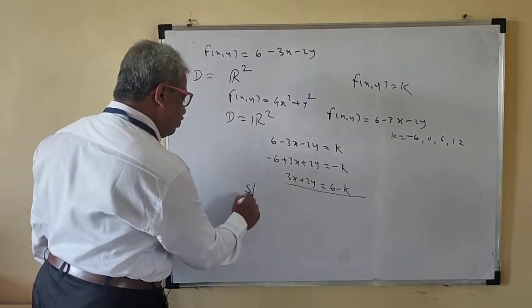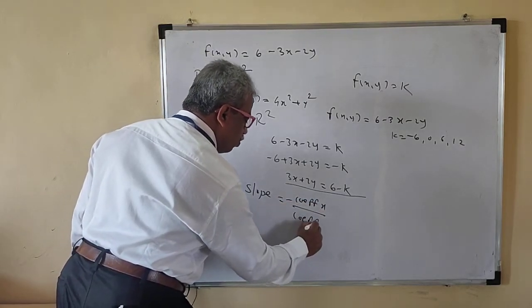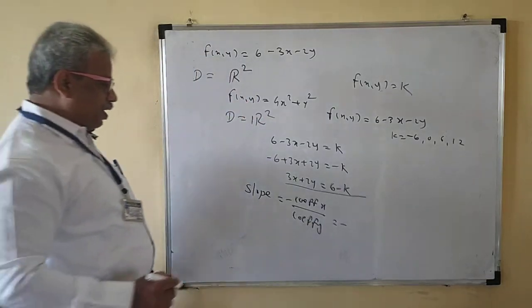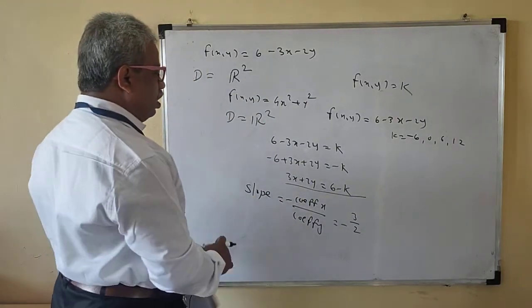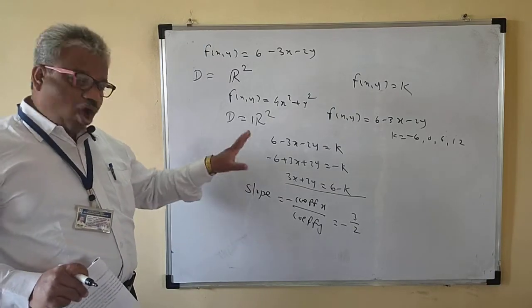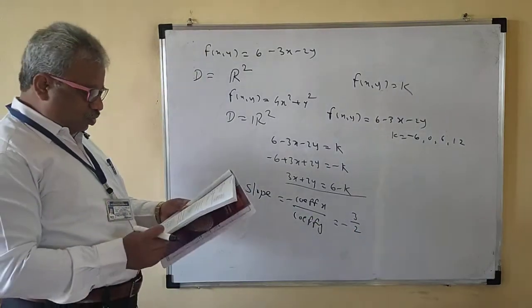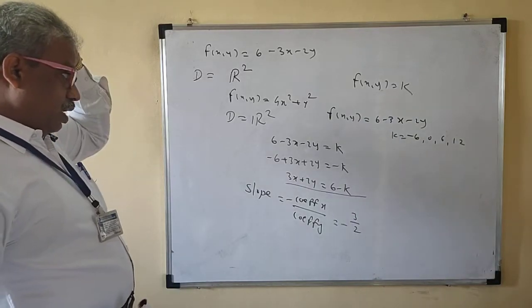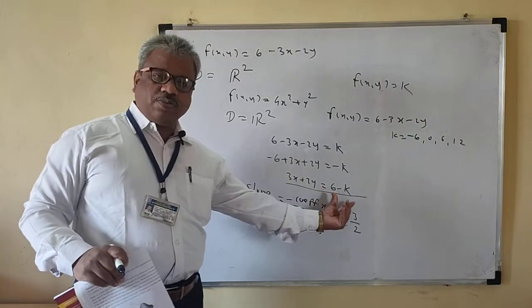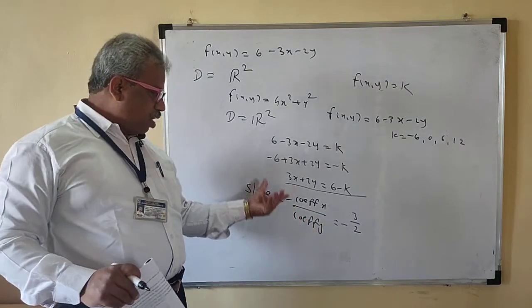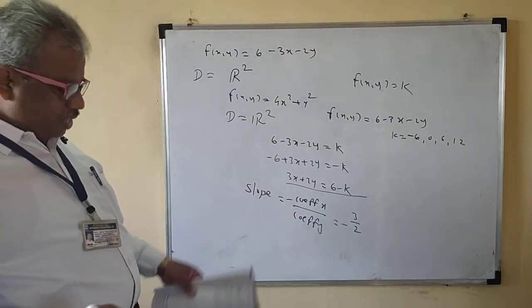Okay. What is the slope of the line? Slope is nothing but minus coefficient of x upon coefficient of y. So minus, the coefficient of x is 3 upon coefficient of y is 2. So level curves are nothing but the set of all lines whose slopes are minus 3 by 2. If you change the value of k, you get a different line, but all lines are parallel, so their slopes are minus 3 by 2. You know that if two lines are parallel, then their slopes are the same.